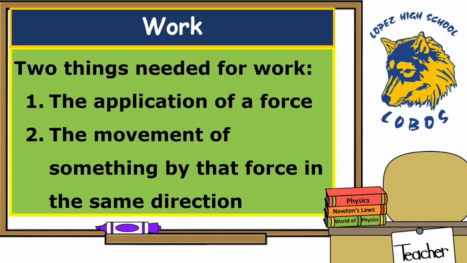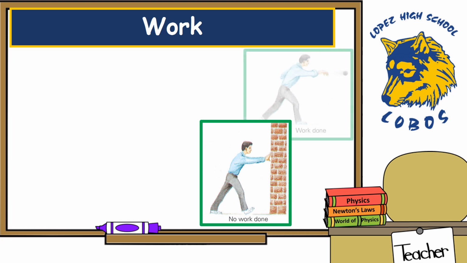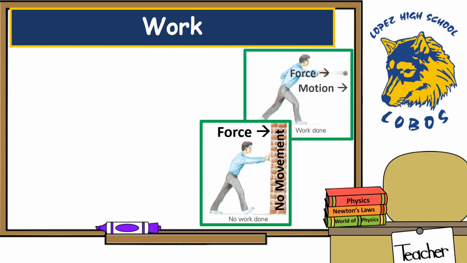Okay, so the two things needed in order for work to be done is the application of a force and the movement of something by that force in the same direction. So let's take a look at these two scenarios. No work is done by pushing against a stationary wall. However, work is done throwing a ball because the ball moves forward while being pushed forward during the throw.